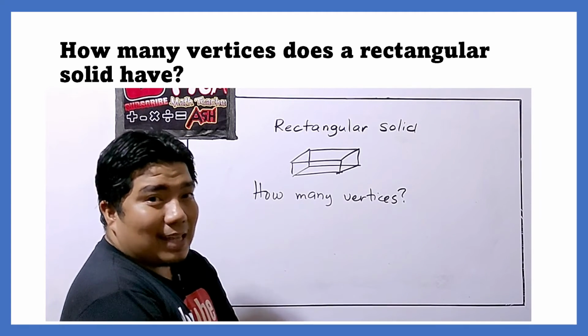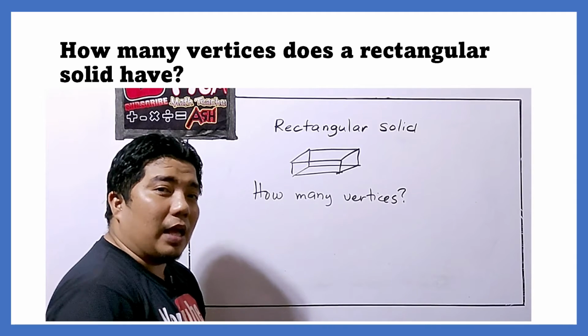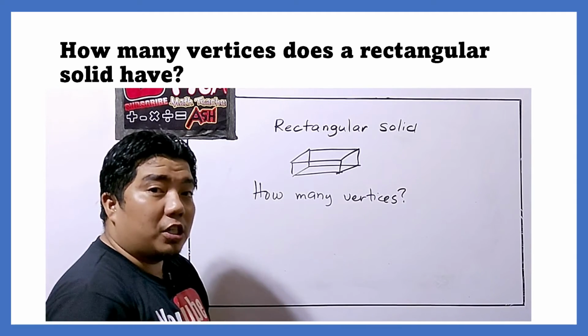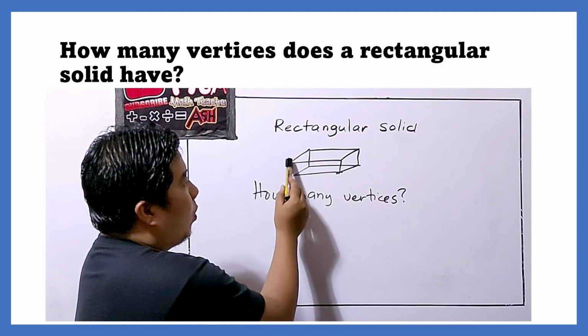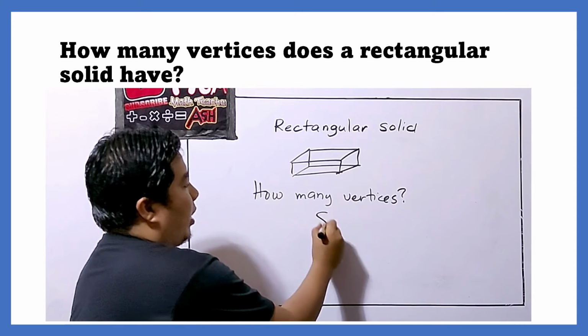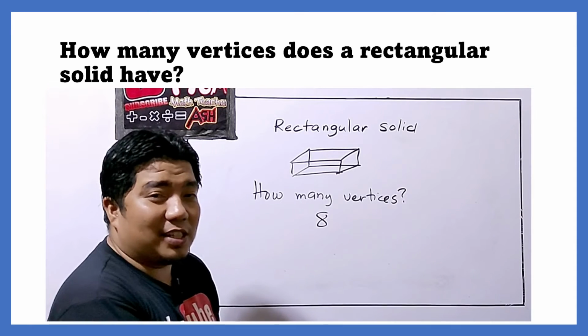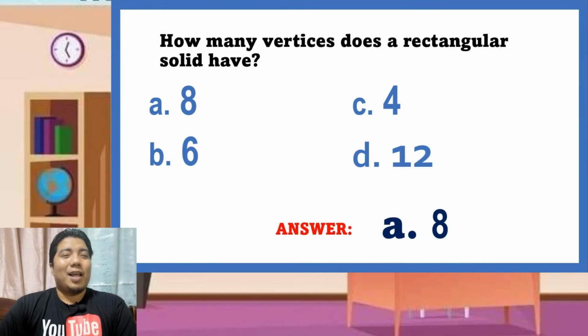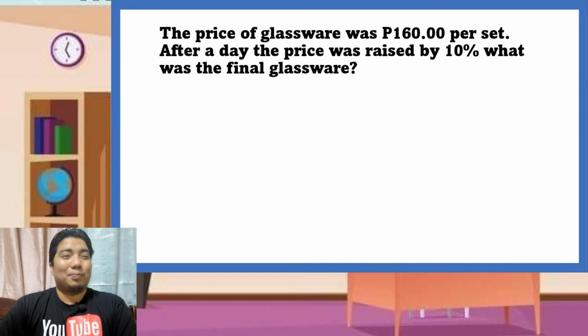So, if you are asked how many vertices are there in a rectangular solid, you are basically asked how many corners are there. So, there are 1, 2, 3, 4, 5, 6, 7, 8. There are 8 corners or 8 vertices. Alright. And the correct answer is letter A, 8 vertices. I'm sure you got this one, my dear math learners. Now, let us go to the next problem.